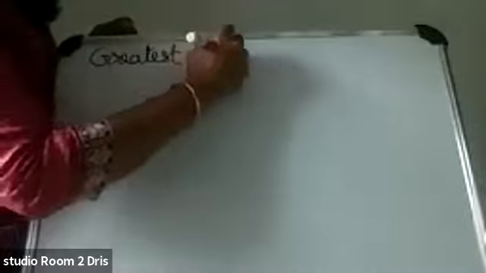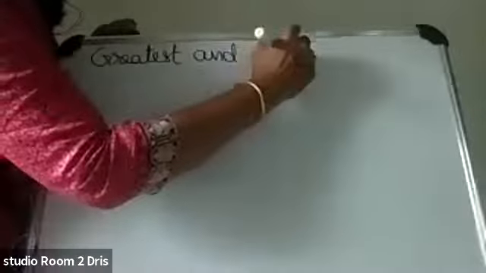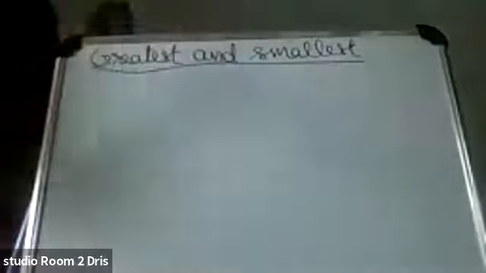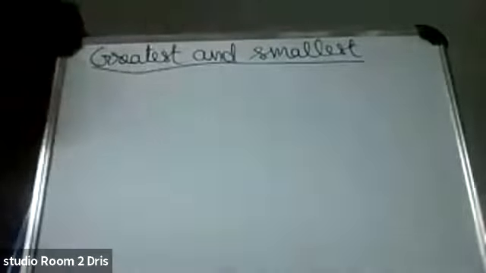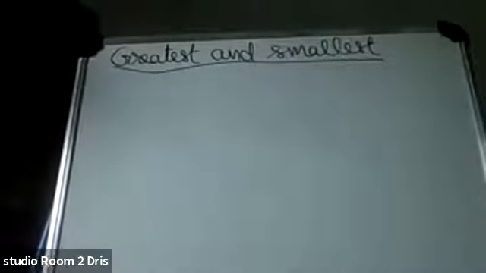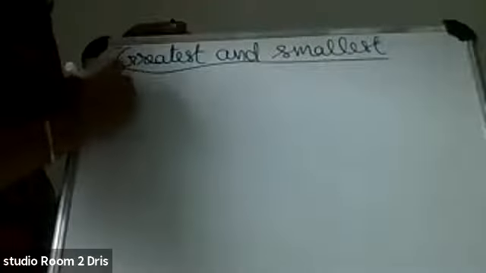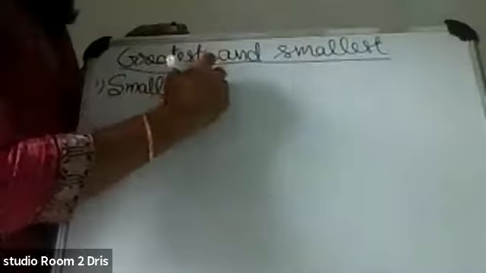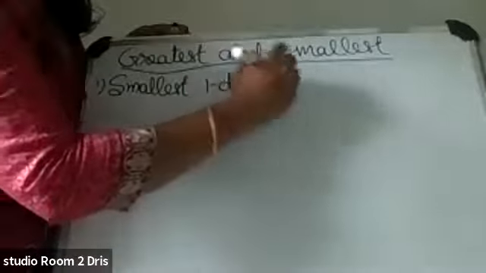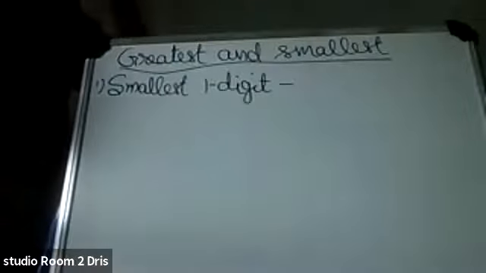Okay, now today we are going to, don't write anything, just fold your hands. Close your book. Keep the pencil over there on the table. Fold your hands and look here. Don't write anything. We are going to learn about the greatest and smallest 1-digit, 2-digit, and 3-digit numbers. Now, first we will write about the smallest 1-digit number. The smallest 1-digit number will have only 1 digit and it will be the first counting number.